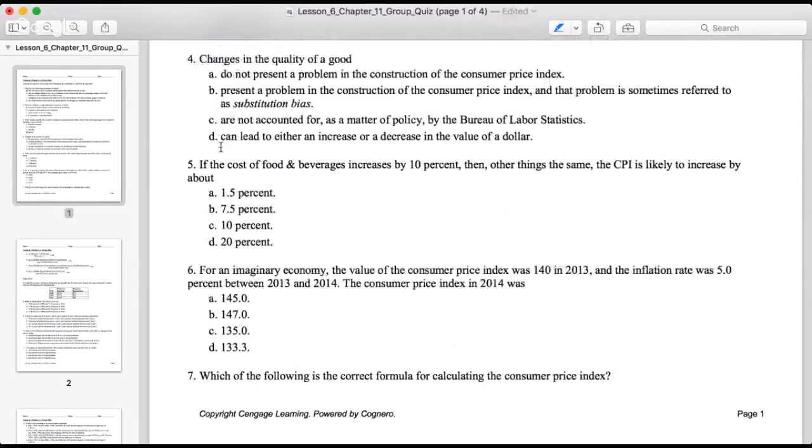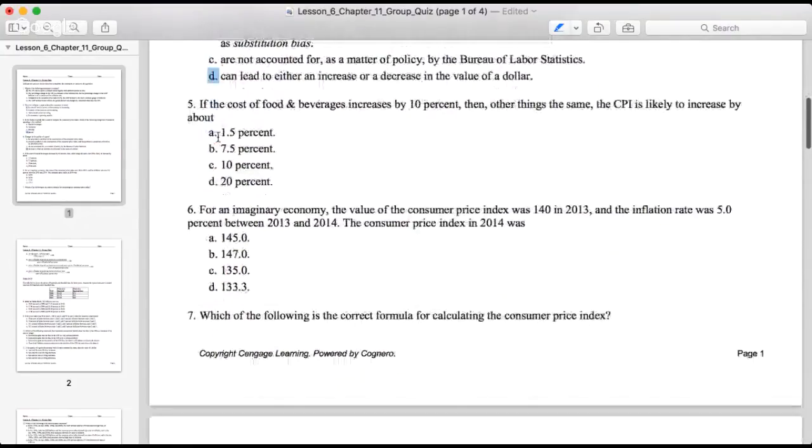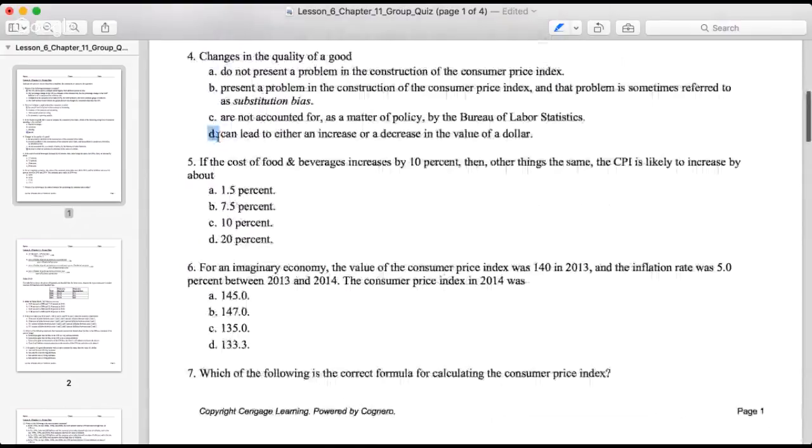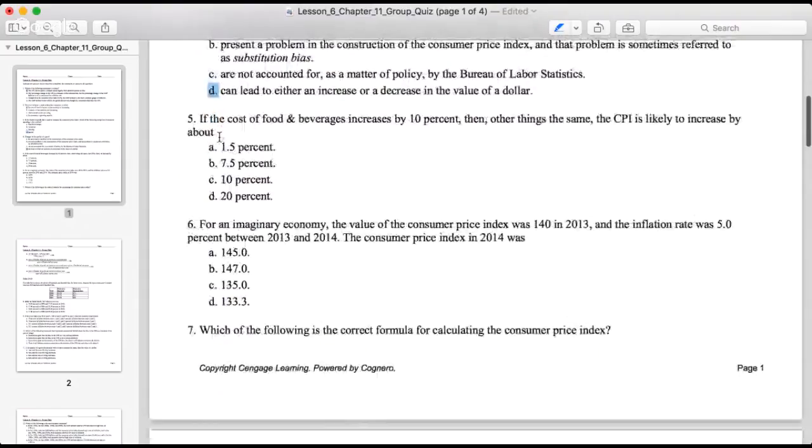I got B. I got D. B, but it's D. It can lead to either an increase or a decrease in the value of a dollar. I put D too. I did too. I was first going to do B, but I had to read that one three or four times. That was confusing. Tammie, you got B. D is in dog. Okay, cool. So we're all in agreement on 4.